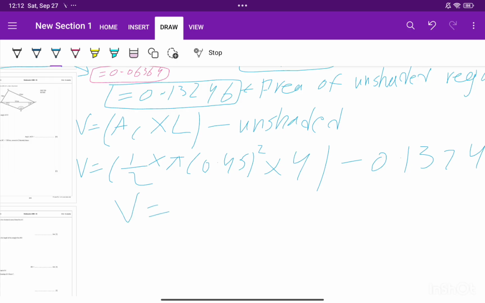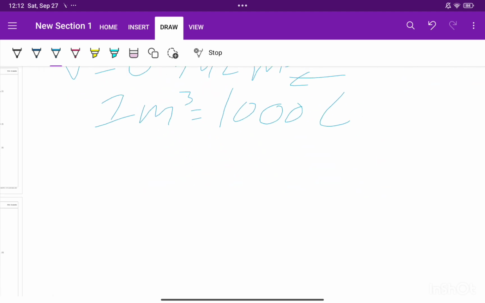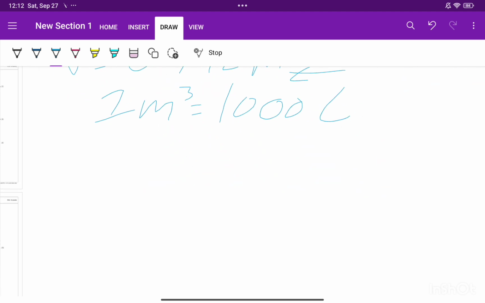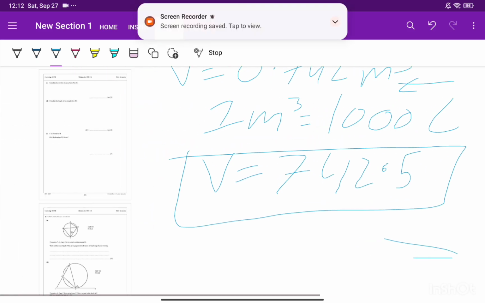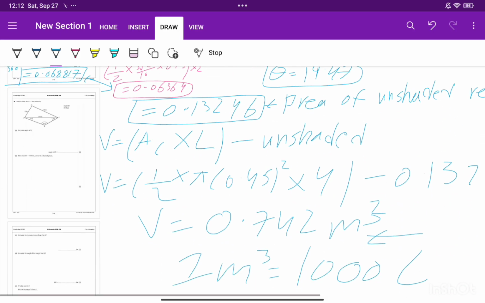So the answer will be 0.742 meter cube. But over here the answer is in meter cube, and we need it in liters. So we know 1 meter cube is equal to 1000 liters. So we can multiply this value by 1000, and the answer will be 742.5. This is our answer. Let's move to the next part, and I first need to erase all of these.